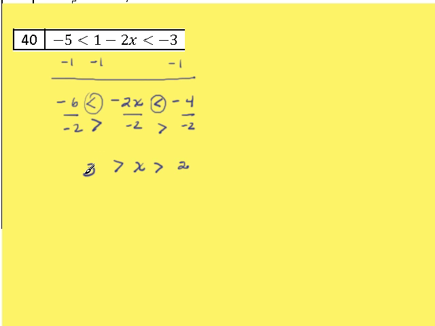All right, and again, we want the bigger number on the right, smaller on the left. So let's put the 2 on the left, and let's put the 3 on the right. And let's make sure it reads the same way. It has to say x greater than 2. And it has to say x less than 3. All right, so there we go. The interval would look like this, 2, 3.